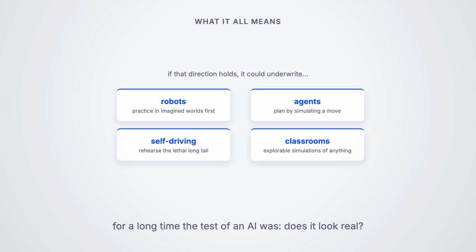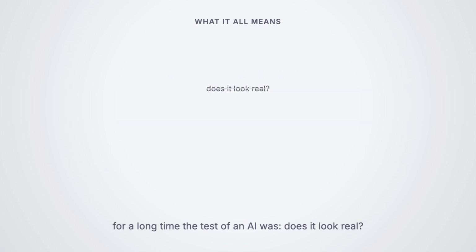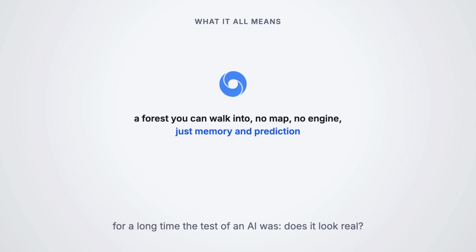DeepMind itself frames Genie 3 as a stepping stone toward artificial general intelligence, through that same teacher and student loop. But hold that as DeepMind's framing, a bet, not a proven fact. Honest people disagree about whether this is the road. So here is the question to leave you with.